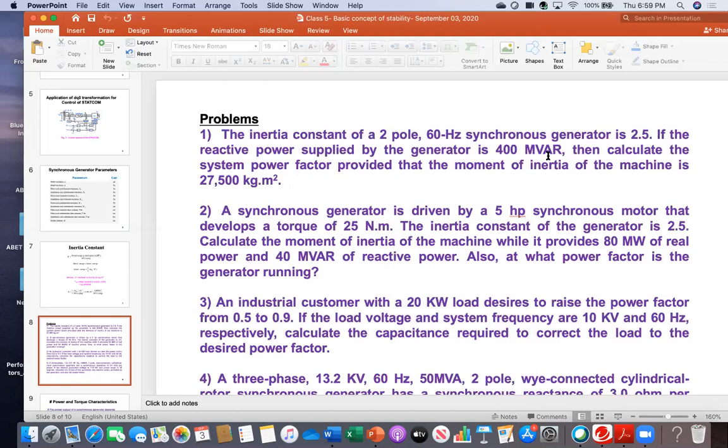Again, you need to use the same equation that you used in the previous problem, and then you need the help of the power triangle and the rest of the information. You will be able to find the power factor. Yes, Dr. Ali, got you.